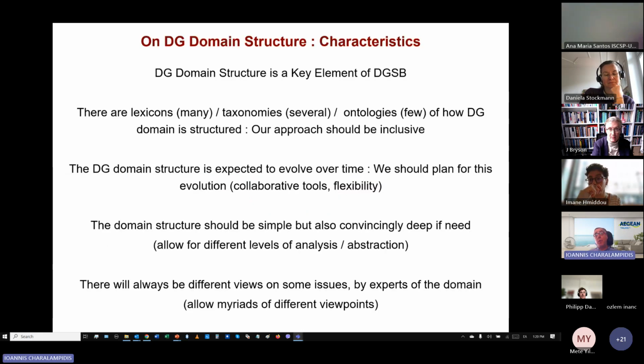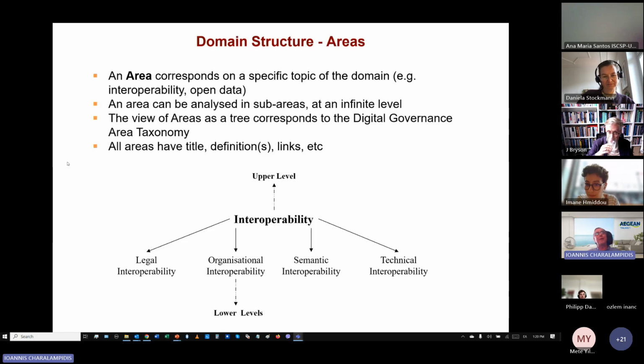It should be simple. So I have a page for you. I can show you the structure in one page, but also it can be convincingly deep if needed. So we have different levels of analysis in this structure. And of course, there are always different views. We don't expect that we have this and this will be unquestionable and undebatable and needed. We need something in order to start.